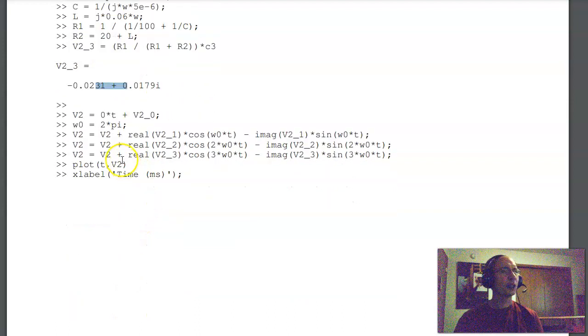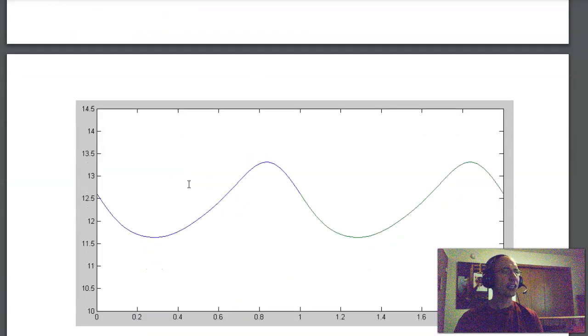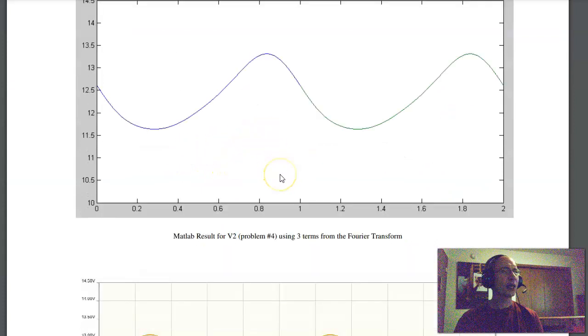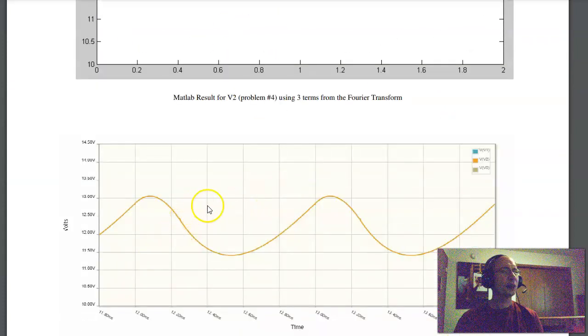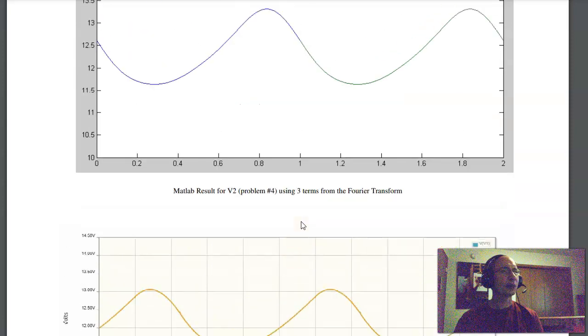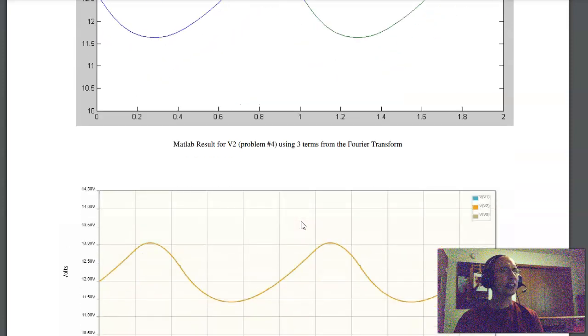Put them all together. I've got a DC term plus a 1 kilohertz term, cosine and sine, a 2 kilohertz term, cosine and sine, and a 3 kilohertz term, cosine and sine. Put them all together, and that's what I calculated in MATLAB, which matches up with what I simulated in Circuit Lab. So you can get the same answers.